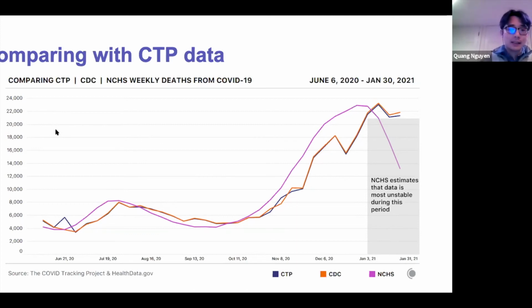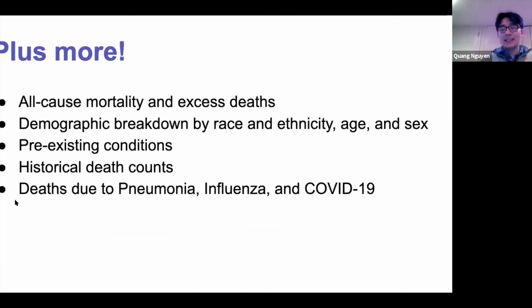So next slide, please. And it's not just about that, because the NCHS is associated with this whole enterprise of epidemiological monitoring and its legacy system. They actually provide a lot more data than just COVID-19 associated deaths. They also provide all-cause mortality, so how many people died of any cause in the United States, as well as estimates of excess deaths. So that's something that has been going on in the news recently.